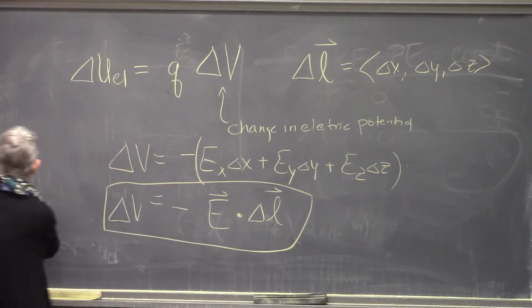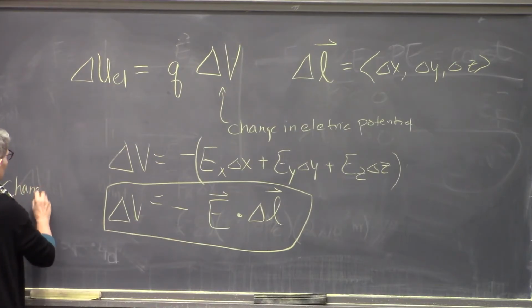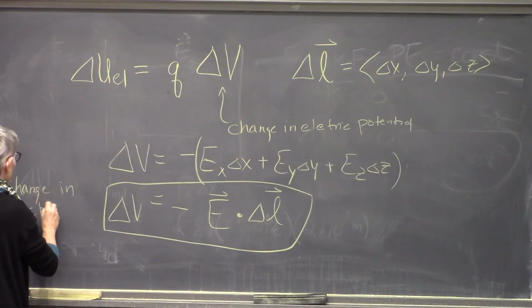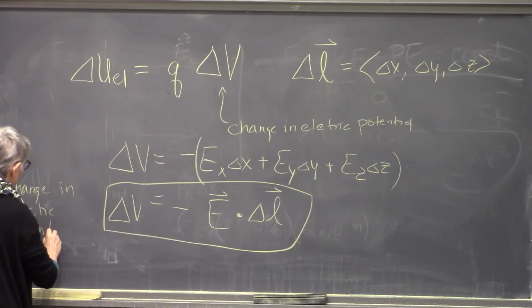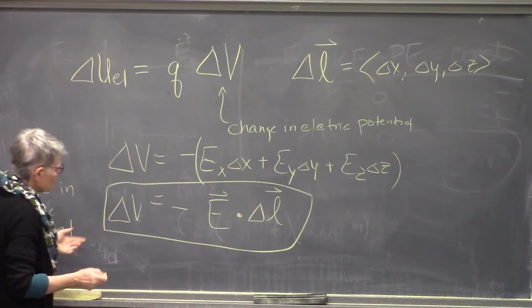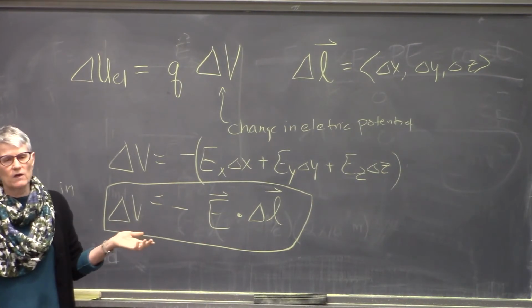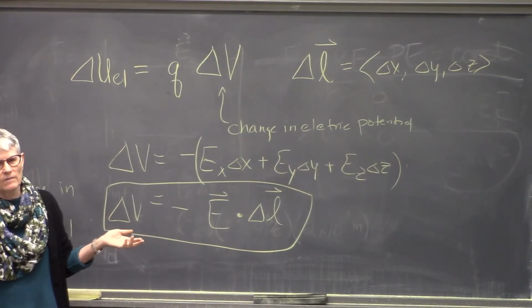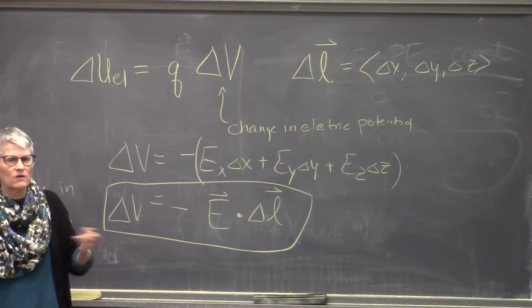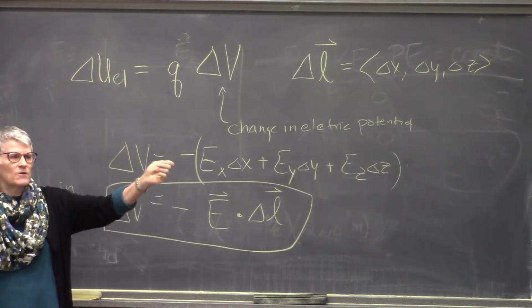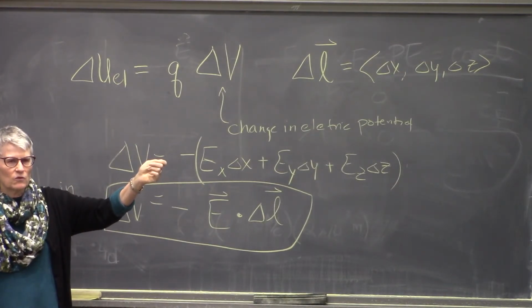So that's the change in electric potential. And it's useful because it just depends on the system that's not the moving object. So it just depends on the field, basically, and on the path that an object is going to take when it moves through that field.